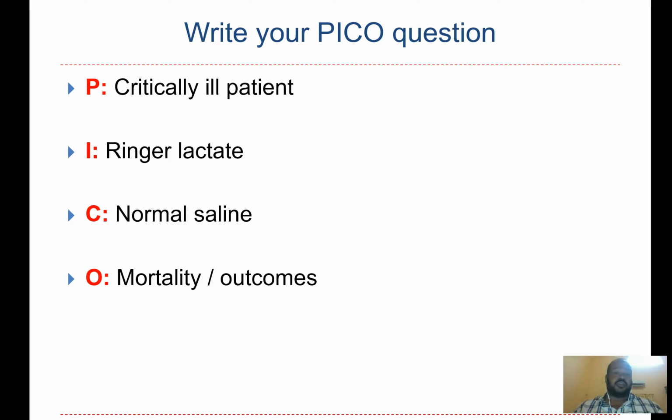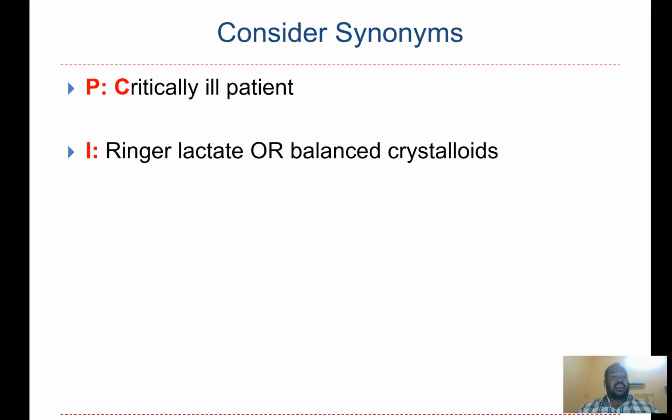After you write your PICO question, then before you start searching, you have to think of synonyms, because the literature that is published might not necessarily be written in the same way. So you have to think about, okay, there might be publications that are done on patients with shock, even a specific type of shock, septic shock or hypovolemic shock. And in literature, actually, sometimes people use balanced crystalloids to refer to Ringer lactate and Hartmann solution and other solutions that are different from normal saline.